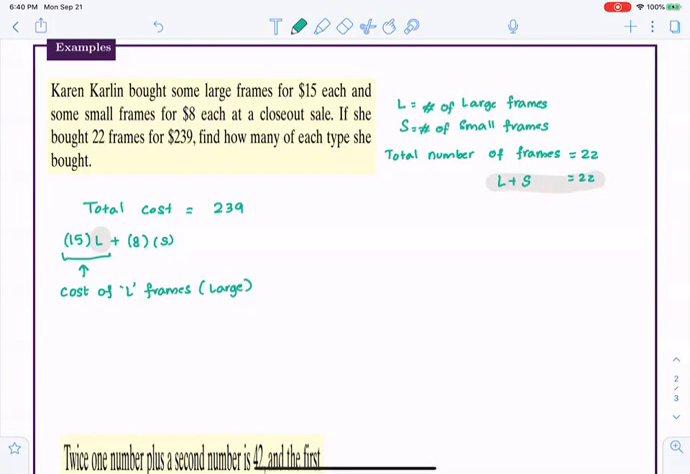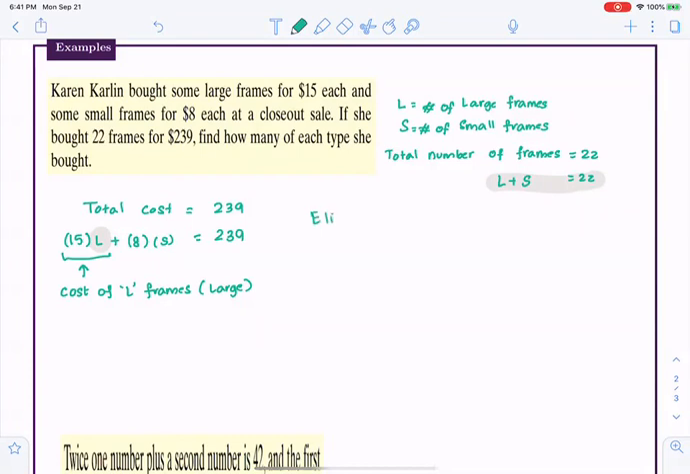So the number of small frames is S. If I paid $8 per frame, then 8S would be the total cost for S number of frames. So 15L plus 8S would be equal to 239. That would be equation number 2.